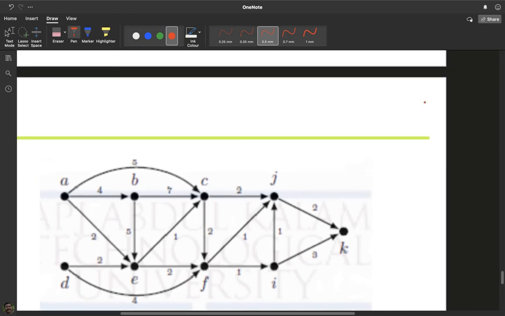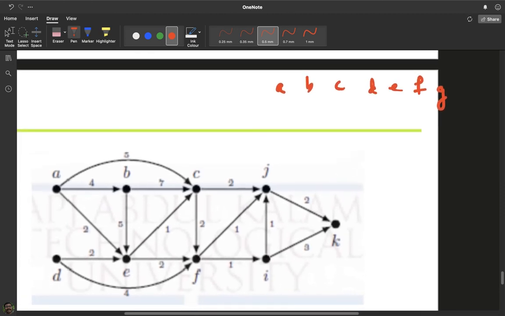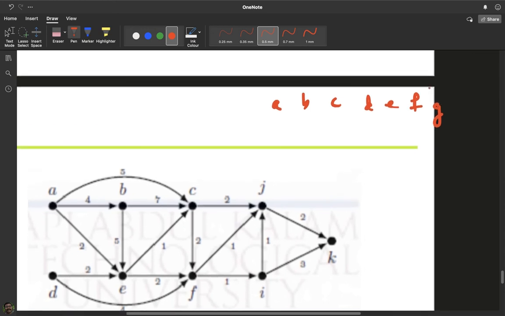So what I will do is write columns A, B, C, D, E, F, G. G is not there. A, B, C, D, E, F, J, I, K. Okay, so it is not G, only J is there. J, I, K. The first step: I will assign weight of 0 to A.